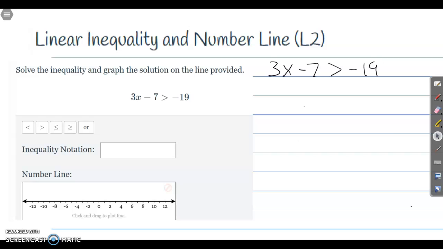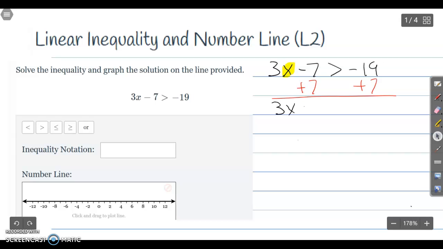All right. So I'm going to solve it just like a regular equation, except it's an inequality. So I'm going to isolate the variable, which is x, and I'm going to always do the opposite. So the opposite of minus 7 is plus 7 on both sides. Okay. Then I'm going to bring down the 3x, cancel that out, greater than. Different signs, find the difference. Negative 19 plus a positive 7 is going to be negative 12.